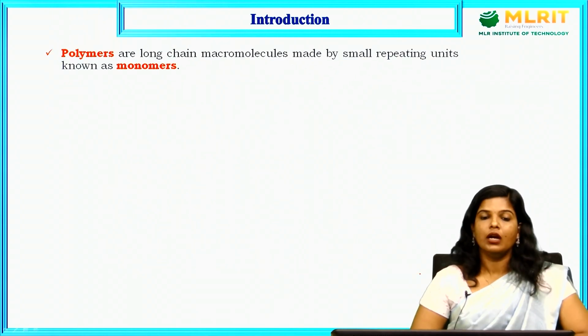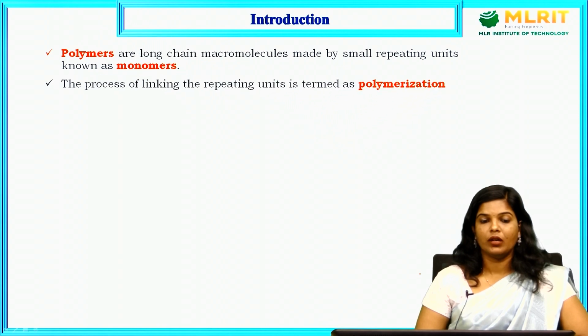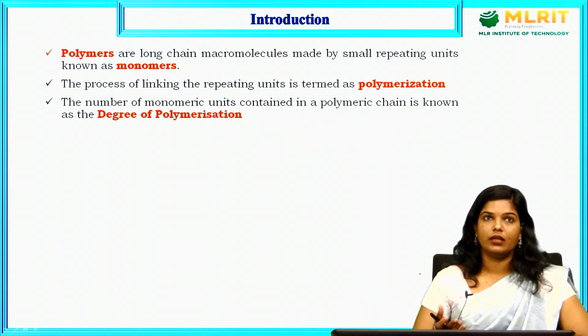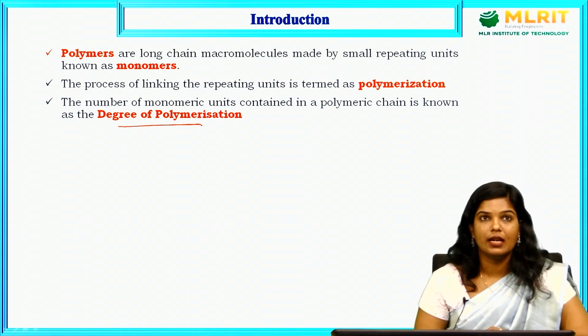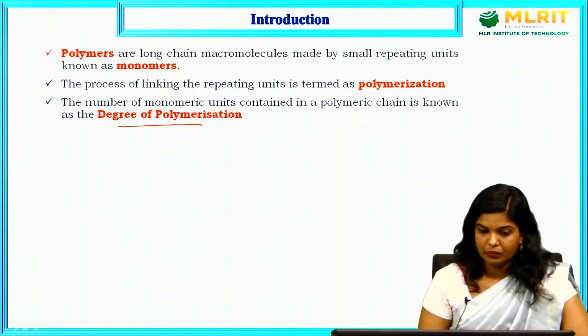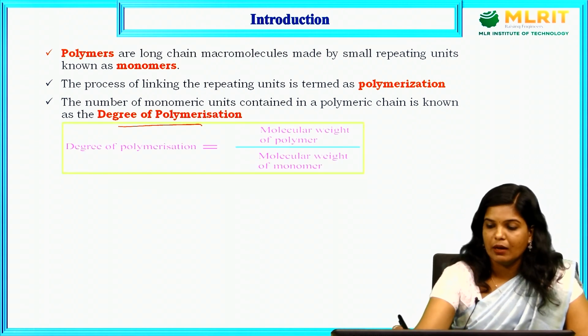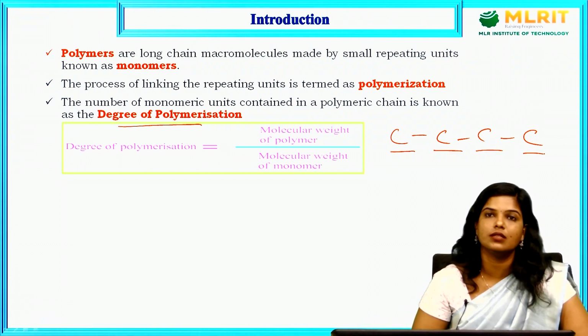Now, we can say that a clear definition of polymers is long chain macromolecules made by small repeating units known as monomers, and the number of monomeric units contained in a polymer chain is known as the degree of polymerization. So, what do you mean by degree of polymerization now? The number of monomeric units contained in a polymeric chain. If there are n numbers, like if we are writing a chain, how many units are there? That is known as degree of polymerization.